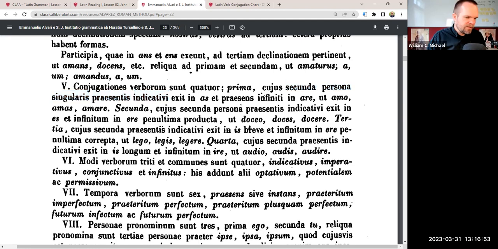So the first conjugation, whose second person singularis, what does that mean? What does singularis mean? Should be very simple. Singular number, right? The second person, and this is genitive, so it's of the singular number. What does presentis mean? We have of the singular number, presentis, of the present tense. All right, so it's genitive again, so it's of presentis, of the present tense.